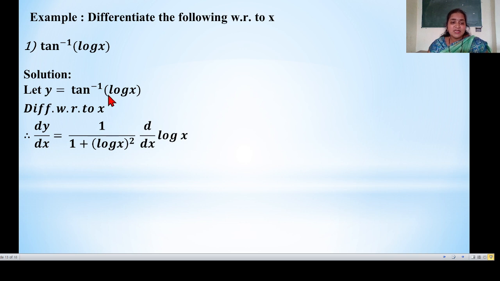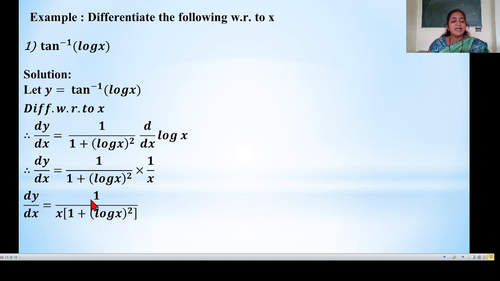And again find the derivative of this log x. So derivative of log x with respect to x. This is a standard function. So what is the derivative of log x? Which is 1 upon x. So dy by dx is equal to 1 upon 1 plus (log x) whole square multiplied by 1 by x. So we get dy by dx equal to 1 upon x times the bracket 1 plus (log x) whole square.